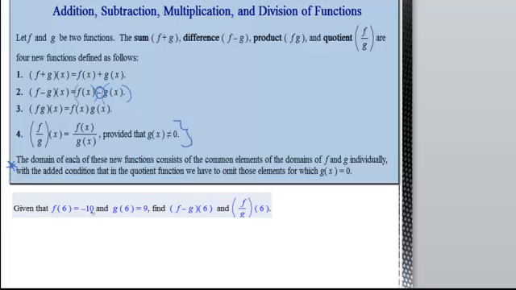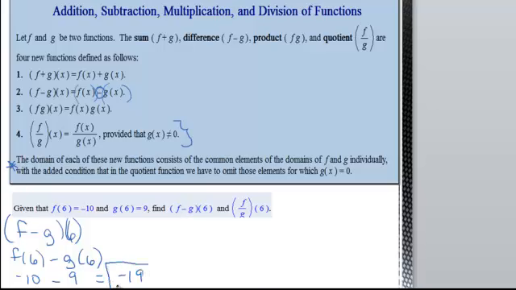Given that f of 6 equals negative 10 and g of 6 equals 9, find f minus g of 6 and f divided by g of 6. So f minus g of 6 means f of 6 minus g of 6. Well, f of 6 is negative 10, and g of 6 is 9. And then negative 10 minus 9 is negative 19. So f minus g of 6 is equal to negative 19.